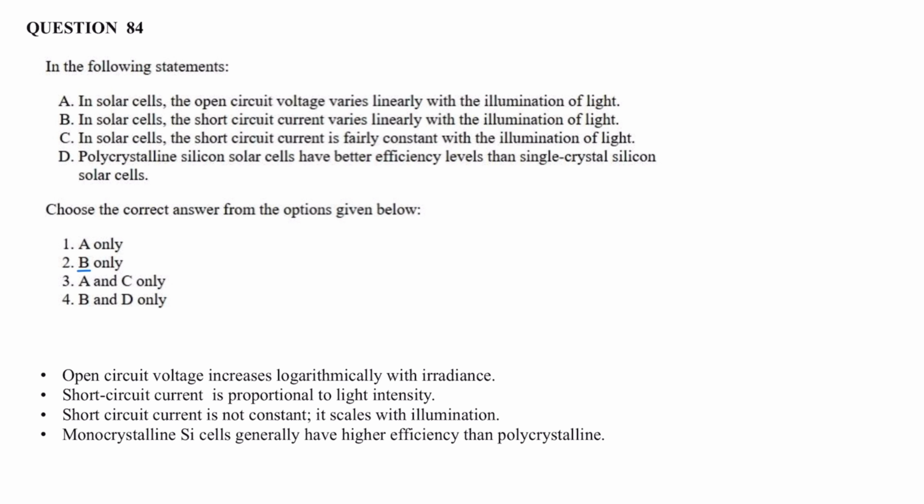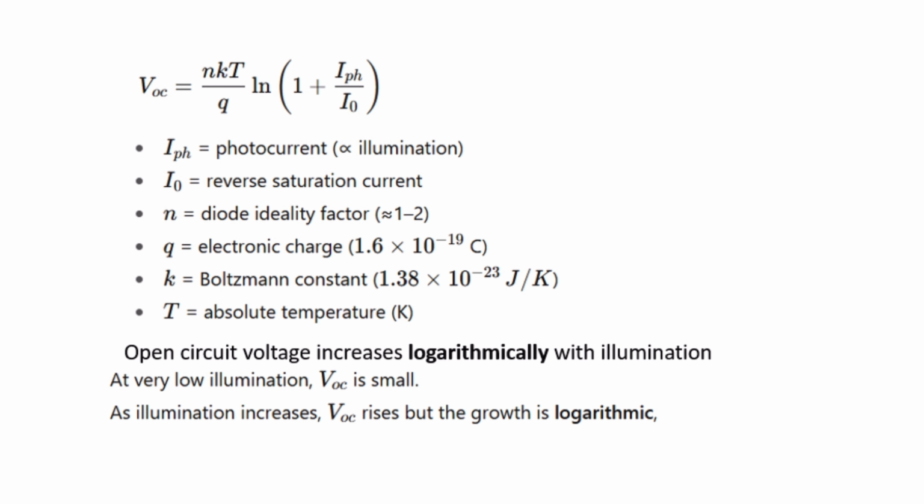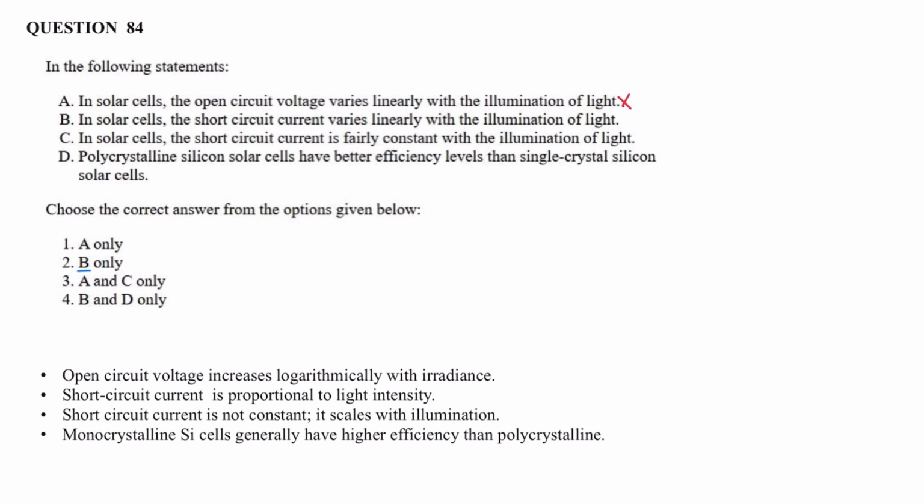Statement A is incorrect because in solar cell, the open circuit voltage varies logarithmically with illumination. This is the open circuit voltage expression. VOC is equal to NKT by Q ln of 1 plus IPH by I naught, where IPH is photocurrent directly proportional to illumination, I naught is reverse saturation current. So statement A is incorrect. In solar cells, open circuit voltage varies logarithmically with illumination of light.